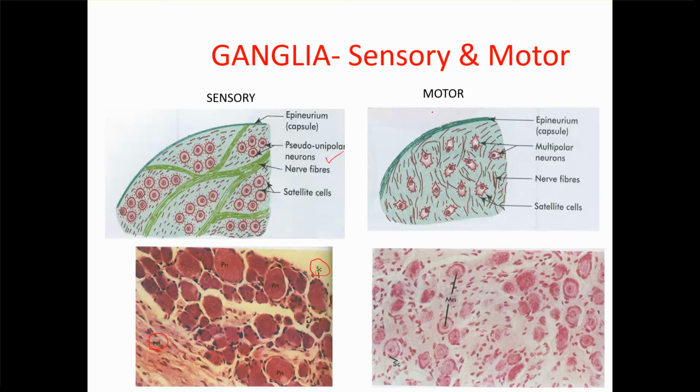Coming to motor ganglia, the neurons are more scattered, of different sizes, and angular in shape, because of the cut, and they are made up of multipolar neurons. Obviously from the slide you notice that it is quite lightly stained. Here also there are satellite cells seen around the neurons in the ganglia.